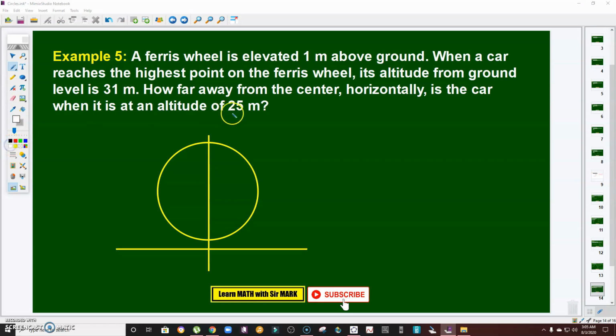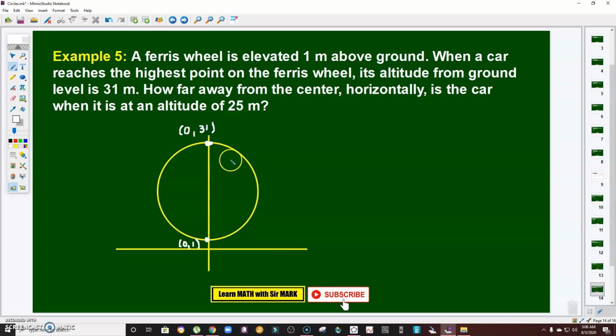So, what the problem says, okay, the Ferris wheel is elevated 1 meter above the ground. So, meaning to say, if this is the Ferris wheel, it is elevated 1 meter. Right? So, what are the coordinates of this point? Since that's the y-intercept, its coordinates are 0, 1. Right? And then it says, when a car reaches the highest point on the Ferris wheel, its altitude from the ground is 31 meters. Meaning to say, if the car of the Ferris wheel is at its maximum height, the coordinates of this point are 0, 31.